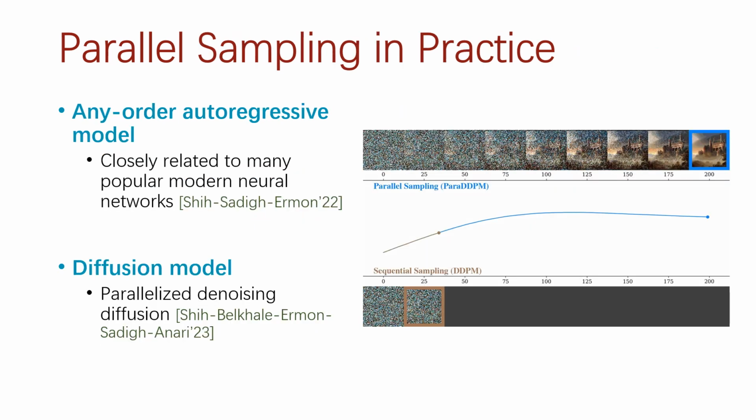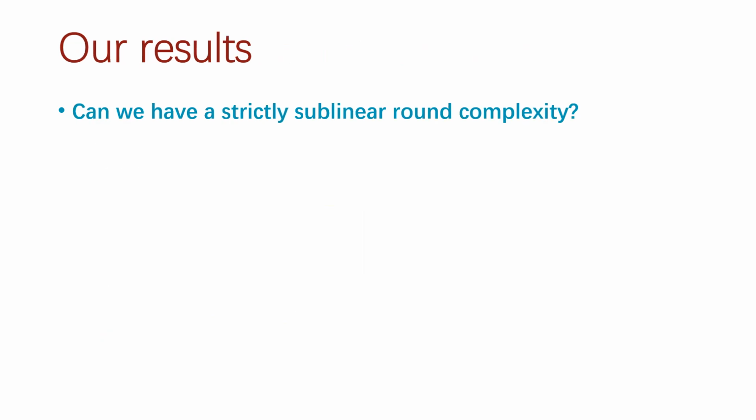Besides theory, the problem of parallel sampling while counting can be motivated in practice. Approximate conditional marginal oracles are very similar to autoregressive models, a concept in AI research that is closely related to many popular modern neural networks. Moreover, some theoretical parallel sampling techniques have shown success in speeding up the sampling of diffusion models in practice. So up to now, the problem of parallel sampling is well motivated.